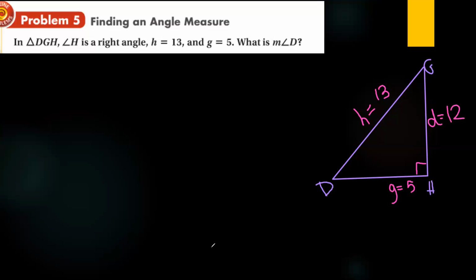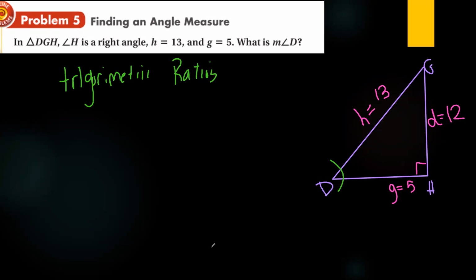So after I found now the length of them, what do they need to find now? They don't ask you to find the measure of sine or cosine. They ask you to find the measure of angle D. In order now to find the measure of angle D, you need now to use the trigonometric ratio. Teacher, we are going to use all of them? No, one of them, that can help you to find angle D.